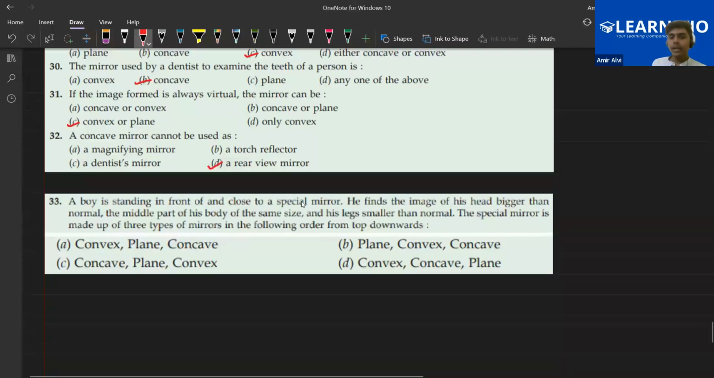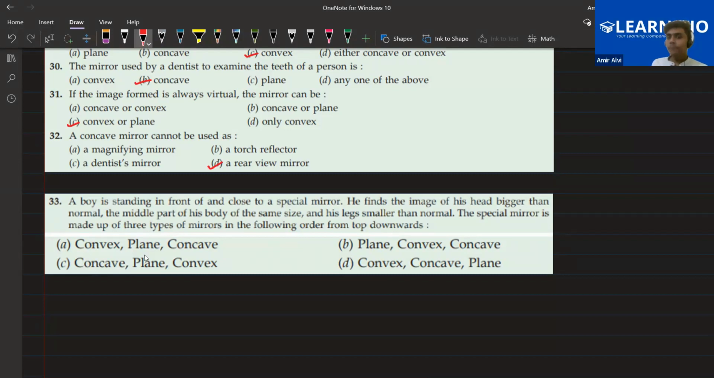सो यू कैन सी दिस थिंग, द हेड. सो इफ दैट हेड इज ऑफ बिगर साइज, सो देर इज ओनली पॉसिबिलिटी इन दी मिरर दैट इज कनकेव, बिकॉज कन्वेक्स मिरर ऑलवेज फॉर्म स्मॉलर इमेजेस देन द ऑब्जेक्ट. सो इट मीन्स दैट द हेड इज बिगर, सो इट मीन्स दैट दैट कैन बी कनकेव.